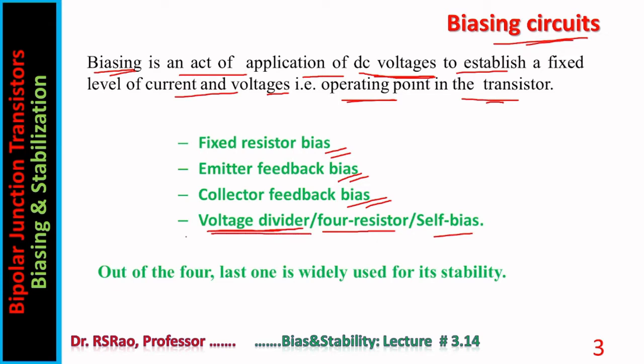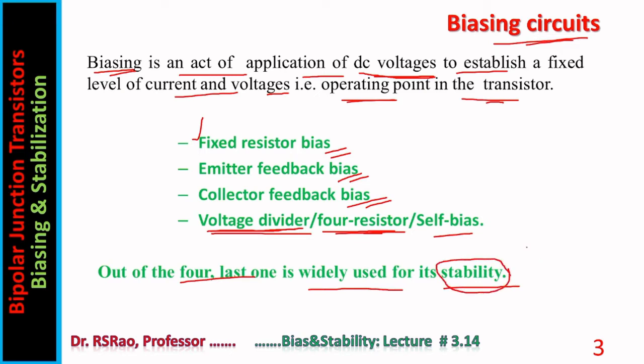In fact, most of the times voltage divider bias or self bias or 4-resistor bias is used. Very rarely fixed resistor bias is used. Except the last one, all the remaining three are associated with certain drawbacks, and the first one is associated with a serious drawback. Out of the four, the last one is widely used for its stability.